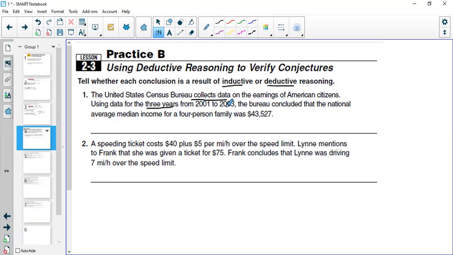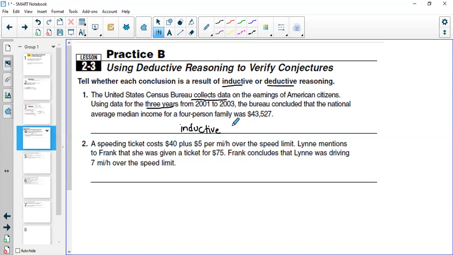And data means information which is based on patterns, because every year they will see how much it is increasing, how much it is decreasing. When I say increase and decrease, you could quickly guess it's kind of a pattern they're following. So based on that, they concluded the average median income for a 4-person family was $43,527. So is this inductive reasoning or deductive reasoning? This is purely inductive reasoning because they're using the data just to analyze the changes over a 3-year period so that they can get the results. So this is inductive reasoning.